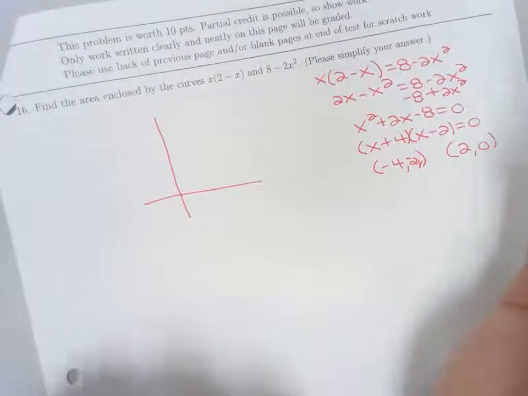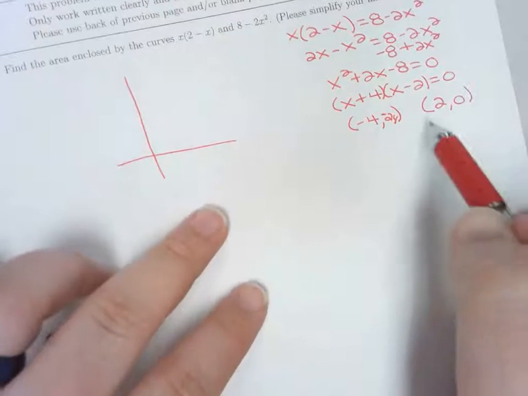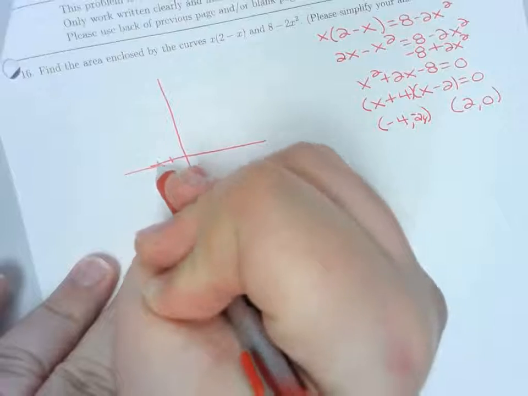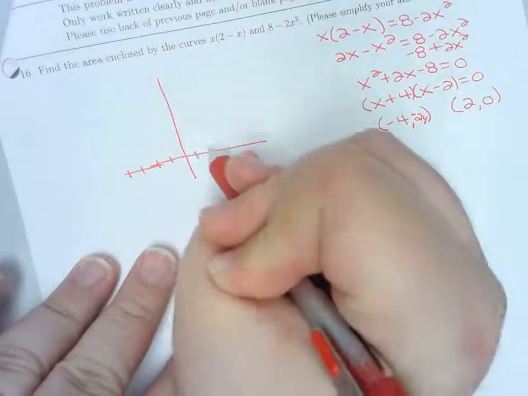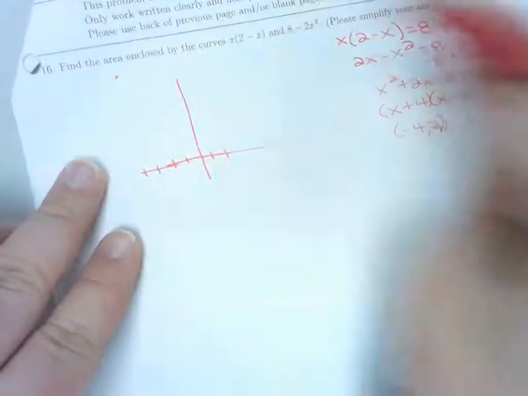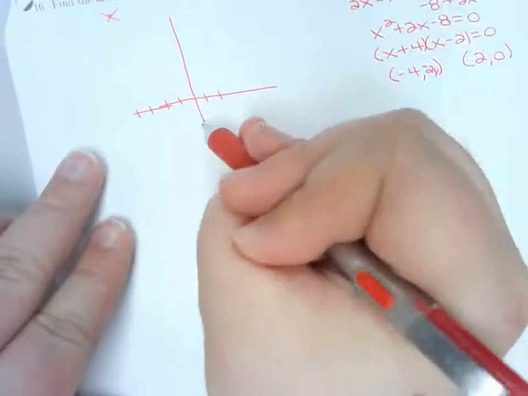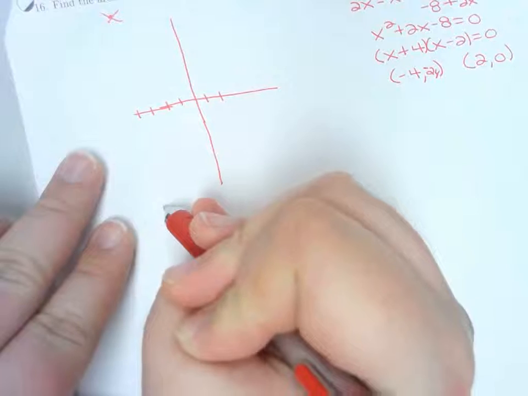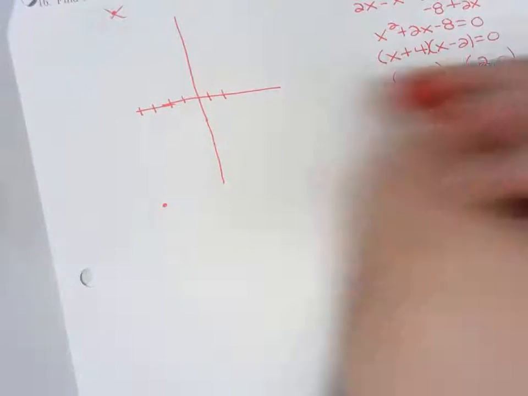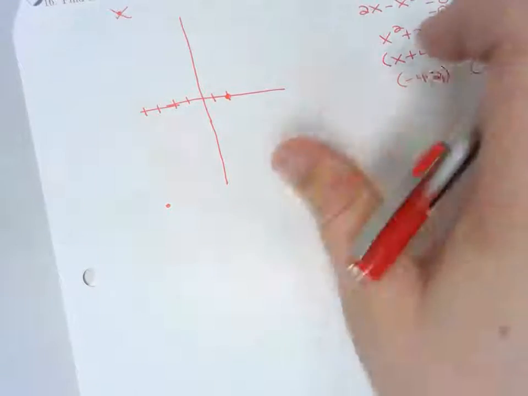To graph this, I know I'm between -4 and 2. So 1, 2, 3, 4, 1, 2. I know they intersect down here somewhere. I don't have to be exact. And they intersect at (2, 0).